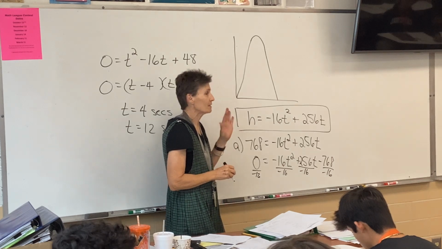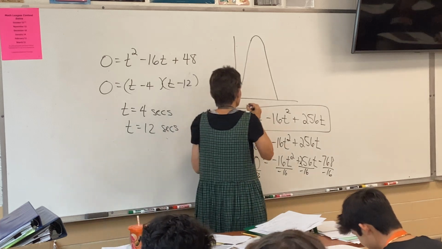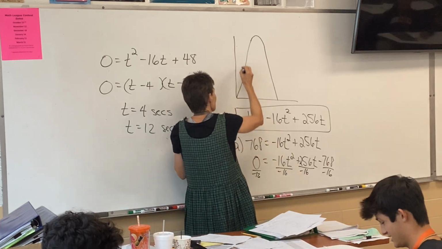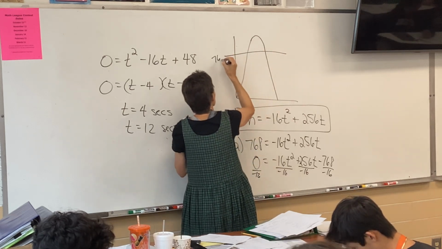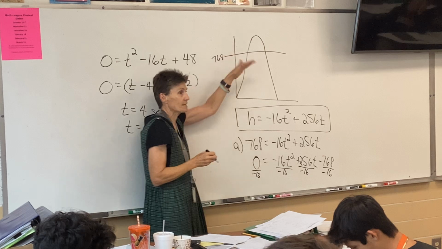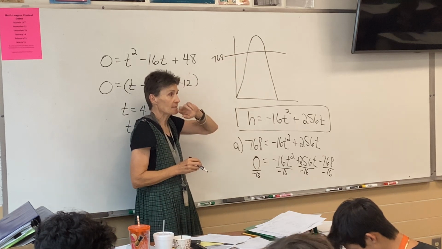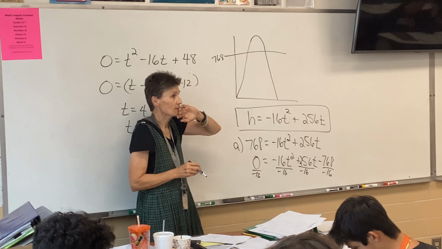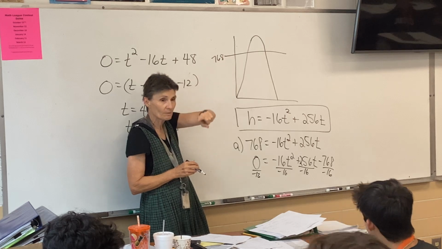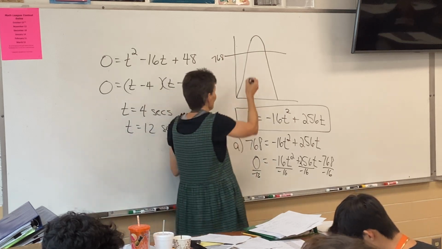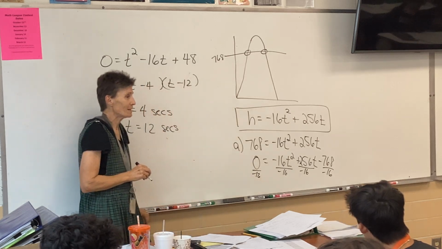Wait a second. It smells fishy. We wanted to know when this thing reached 768 feet. So somewhere is 768. Does it not make sense that there's two answers? Yeah, because one's on the way up, and one's on the way down. That's why it's not fishy. One's on the way up, one's on the way down.